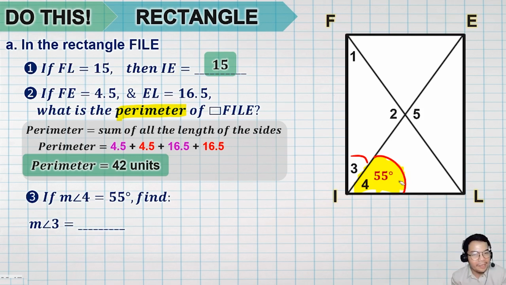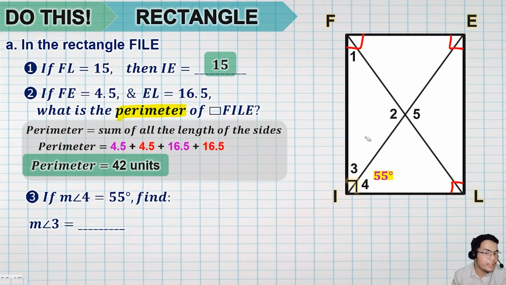O sige, para matulungan ko kayo, kasi iisa lang naman yung property pagdating sa angles sa isang rectangle. Bukod pa yan sa properties ng parallelogram, syempre. So yung binanggit natin dito sa rectangle is that a rectangle has four right angles. That means all of the angles present in a rectangle are right angle. And kung nasa isip mo na ang sukat nitong angle 3 ay 55 degrees din, hindi pwede.